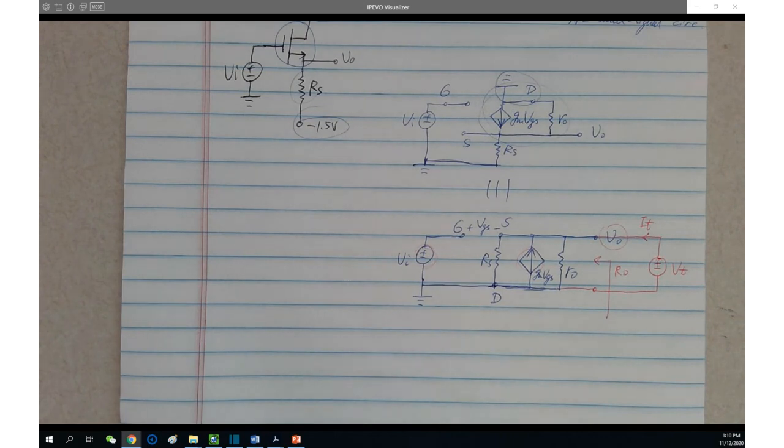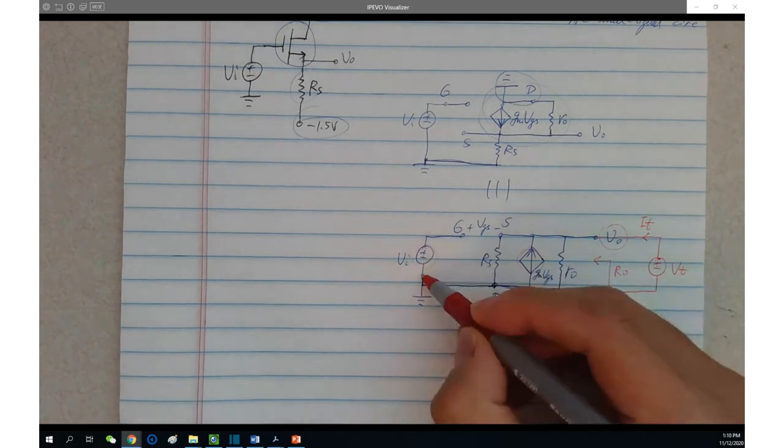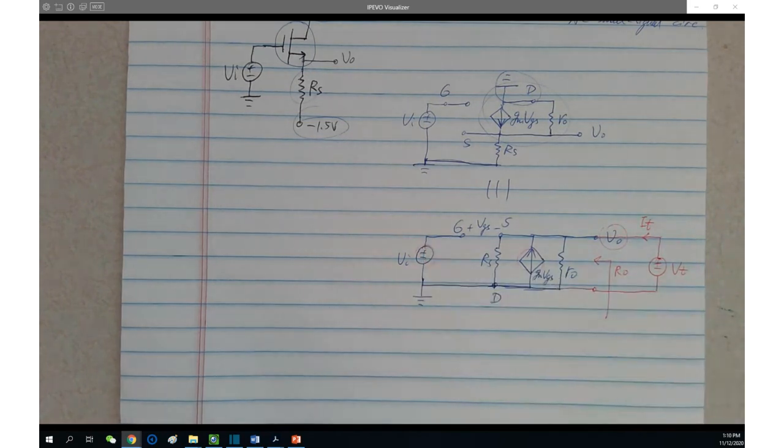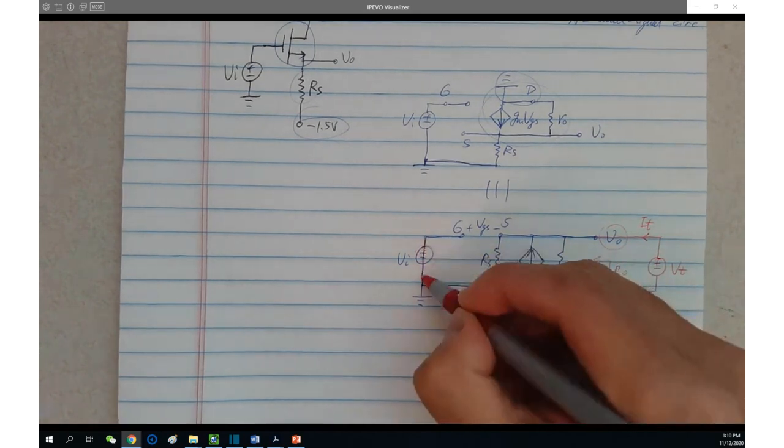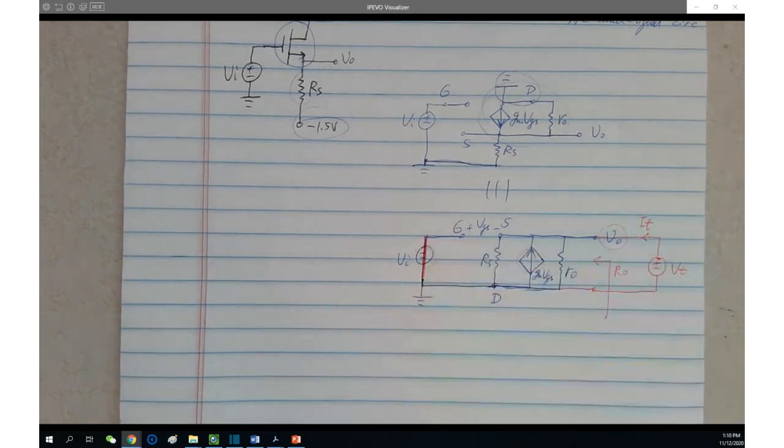However, what about this guy? This is the independent source, right? Independent source, what should we do? Short it. In other words, get rid of it. Shut it off. Since this is a voltage source, shut it off by shorting it. Now, this is the resulting circuit for you to find R0.